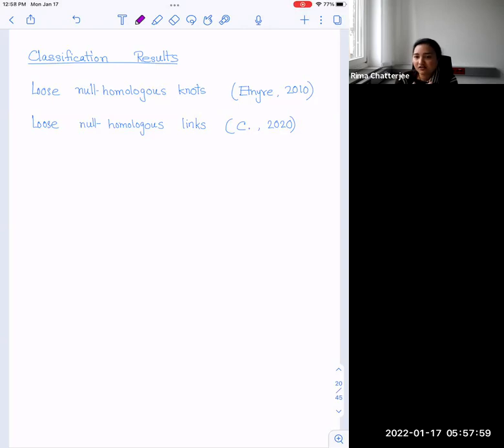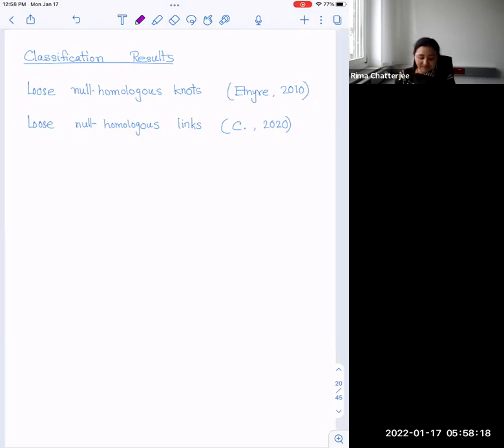And this is one of the results from my thesis. Okay, so that means loose knots are completely classified, loose links are completely classified, and this is also telling us that they are not really that interesting, right? Because they're completely classified. So what about non-loose ones?